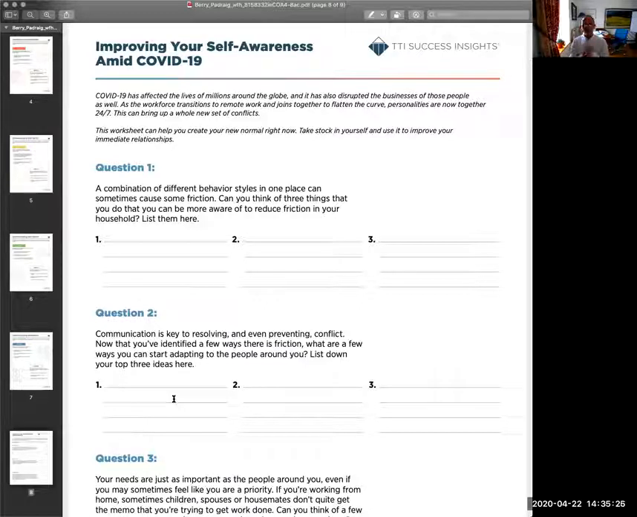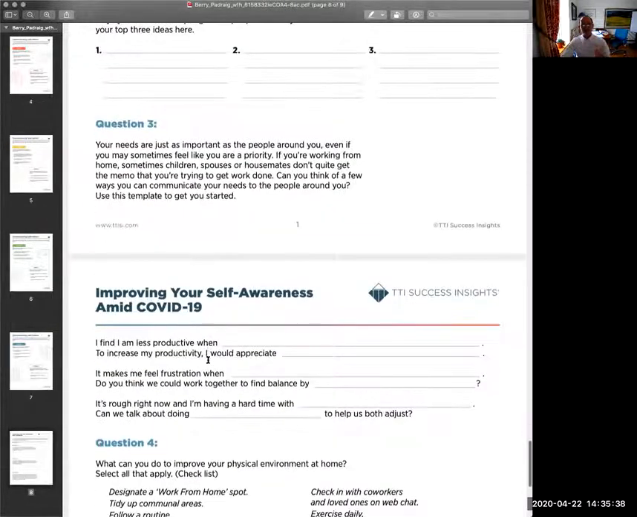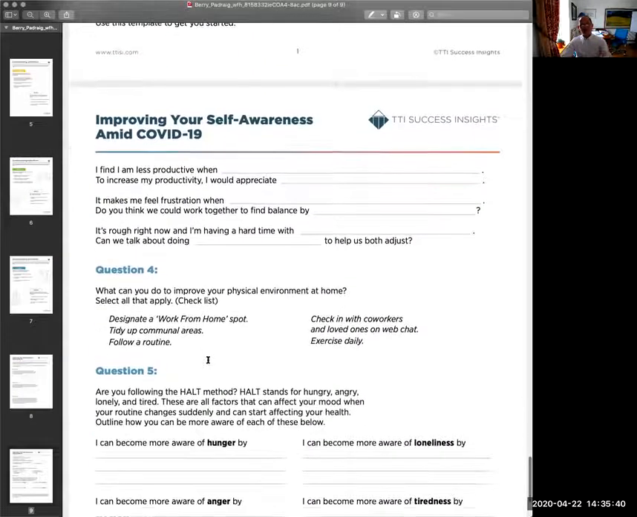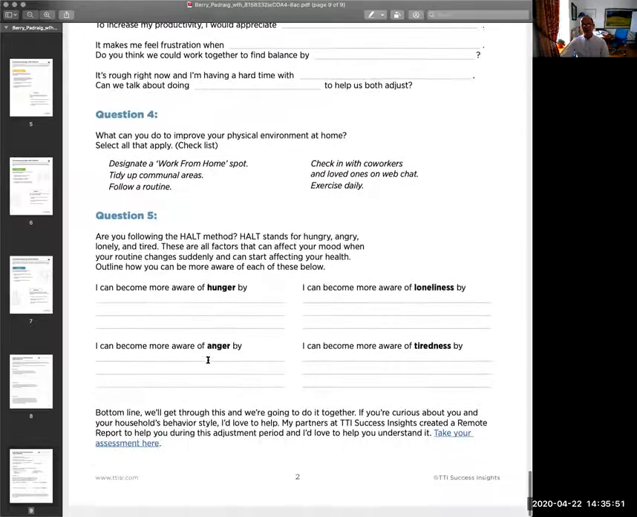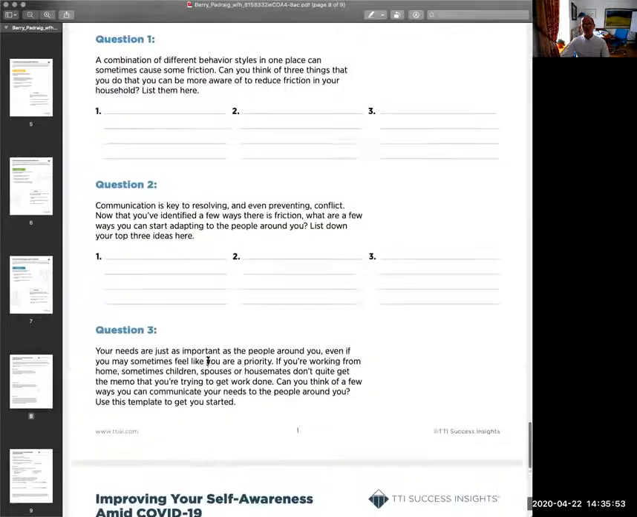Question 2, communication is key to resolving and even preventing conflict. Now that you identify a few ways where there's possibly friction, what are a few ways you can start adapting to people around you? List down my top 3 ideas, and so on. And then there are little exercises there. I find it less productive when, to increase my productivity, I would appreciate, and so on. These are things I can communicate to people, to help other people understand, and so on. So you've got 5 questions there on the attached worksheet.